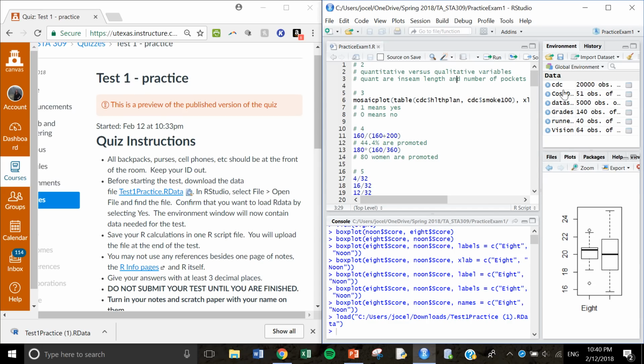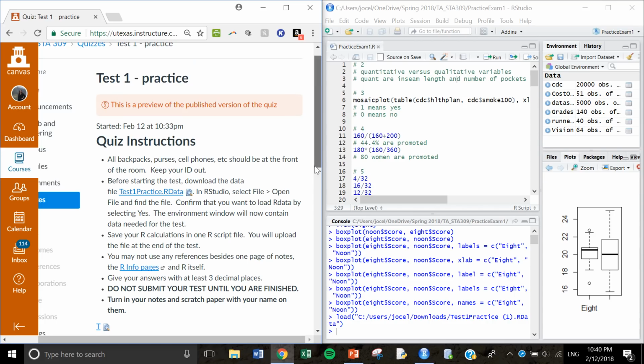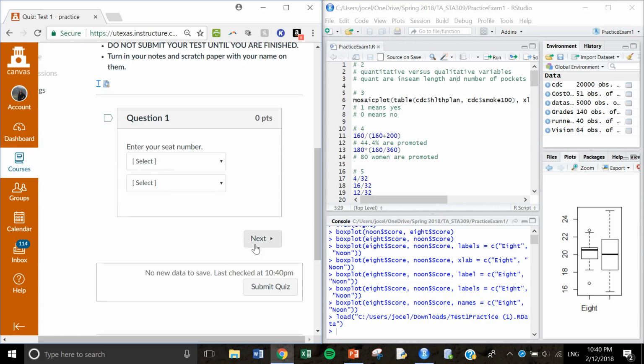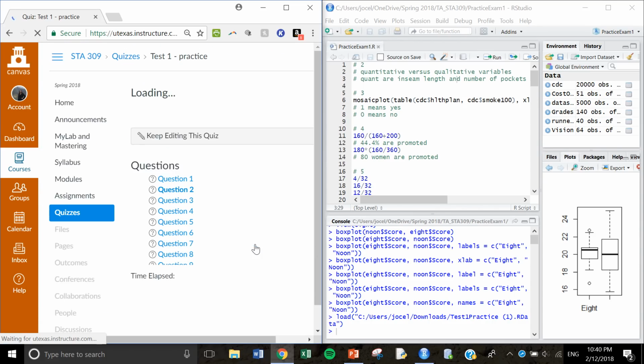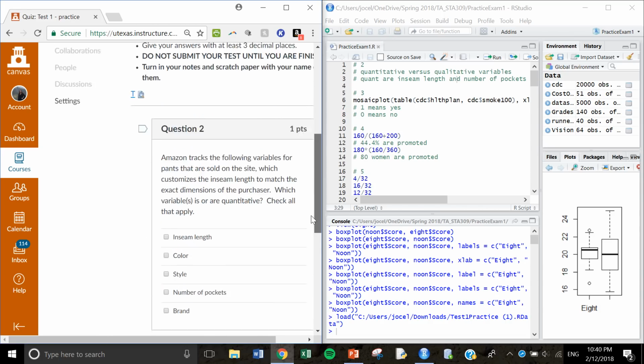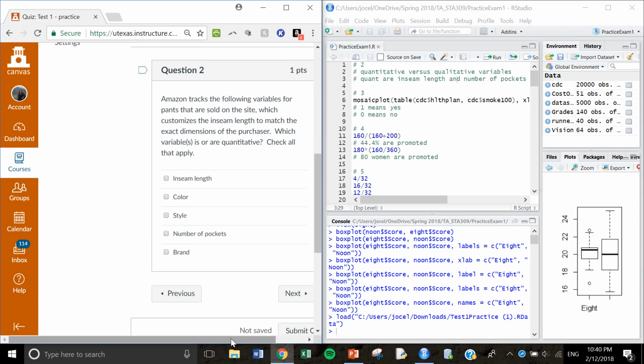And all of this data shows up in your global environment. This is all the data you're going to need for the entire exam. It was all just put into your R. So that's all you have to do. And then first question, put in your seat number. That will be just for the exam.